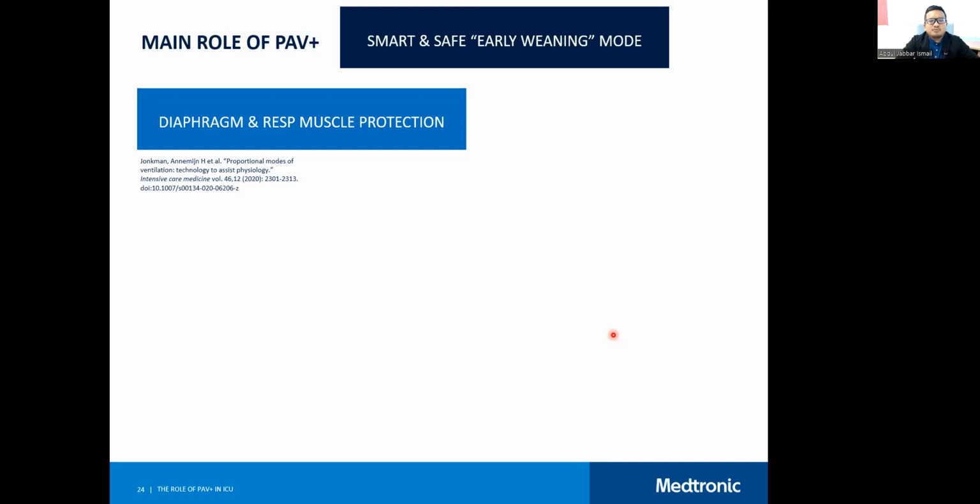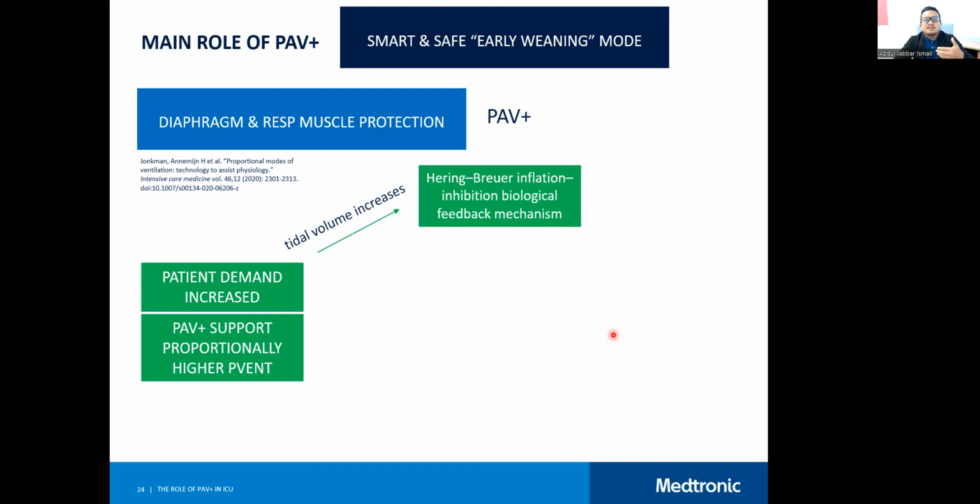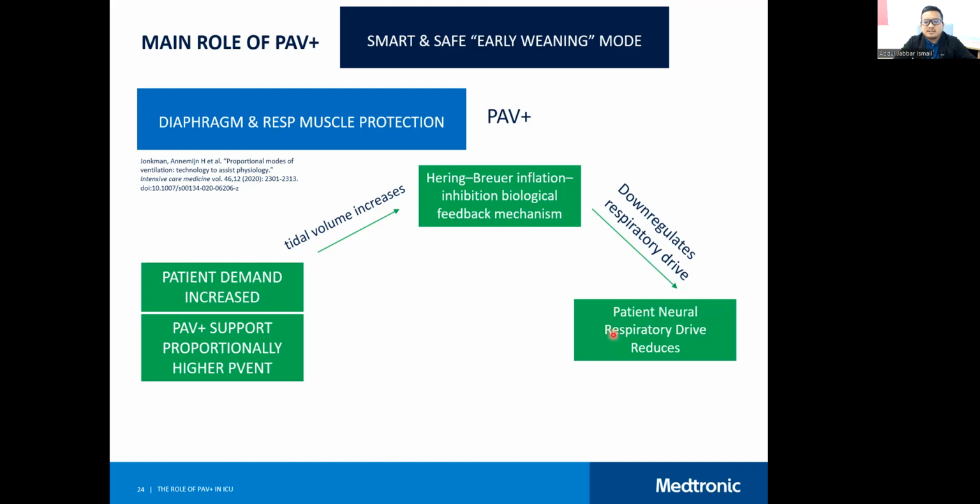Another role of PAV plus that has been talked about in scientific groups is that PAV plus seems to offer diaphragm and respiratory muscle protection. How so? As you can see, when the patient demand increases, PAV plus supports proportionally higher PVent. Of course, when the demand increases, the machine gives more, so the tidal volume increases. When the lung expands, there will be a Hering-Breuer inflation inhibition biological feedback mechanism that sends a message to the brain to downregulate the respiratory drive, and the patient's neurorespiratory drive reduces.